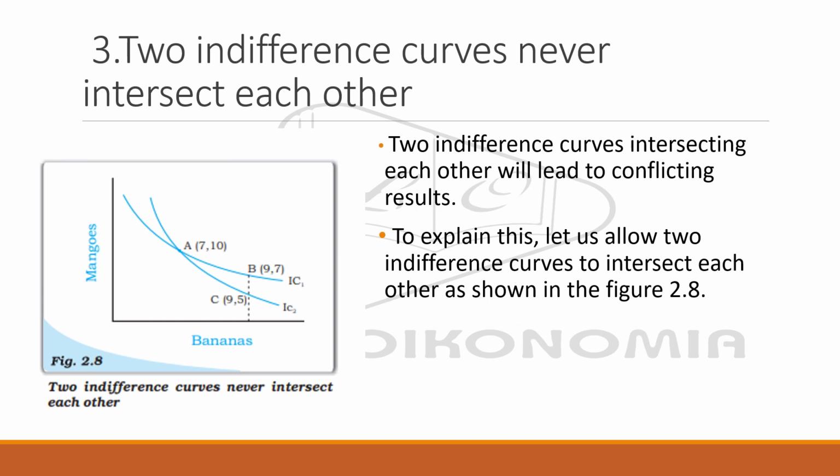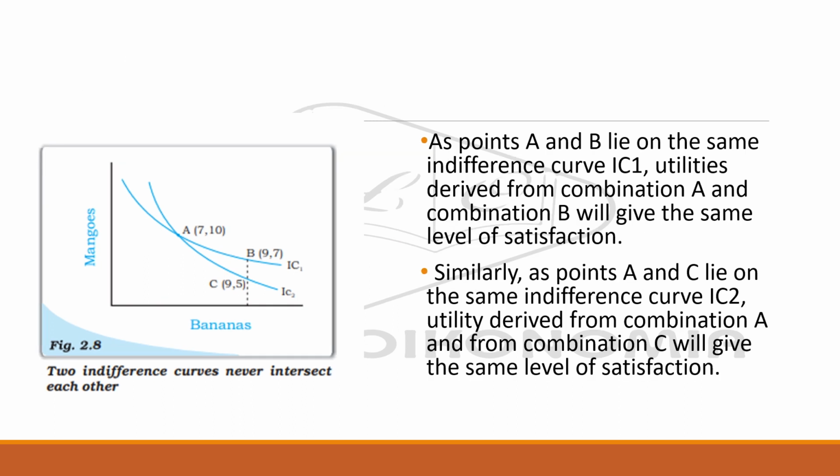Now the next point tells you that two indifference curves never intersect each other. Why? What will happen if they intersect? We will see. So two ICs never intersect. Let's deal with what will happen if they do. The figure gives you a case of intersection, where bananas are measured along the x-axis and mangoes along the y-axis.